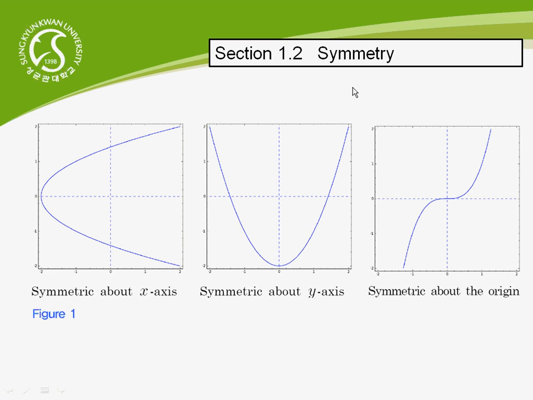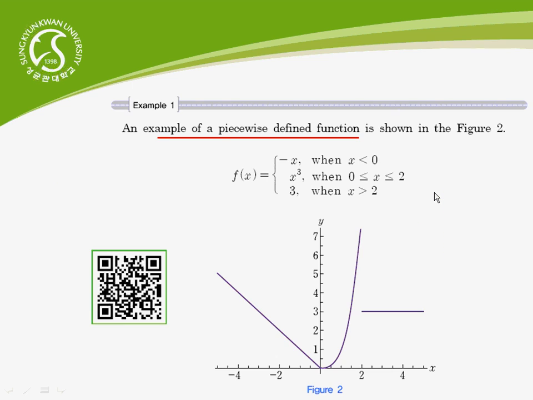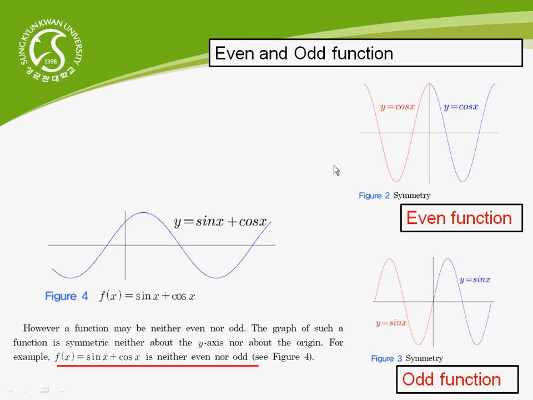Okay, here's symmetry. And this is the shape of the graph which has symmetry with respect to the x-axis. You see? This is a symmetry with respect to the y-axis. This is a symmetry with respect to the origin. Okay? If you have a graph, then you can find some kind of similarity from the graph of those functions. Okay, this is the example of piecewise.